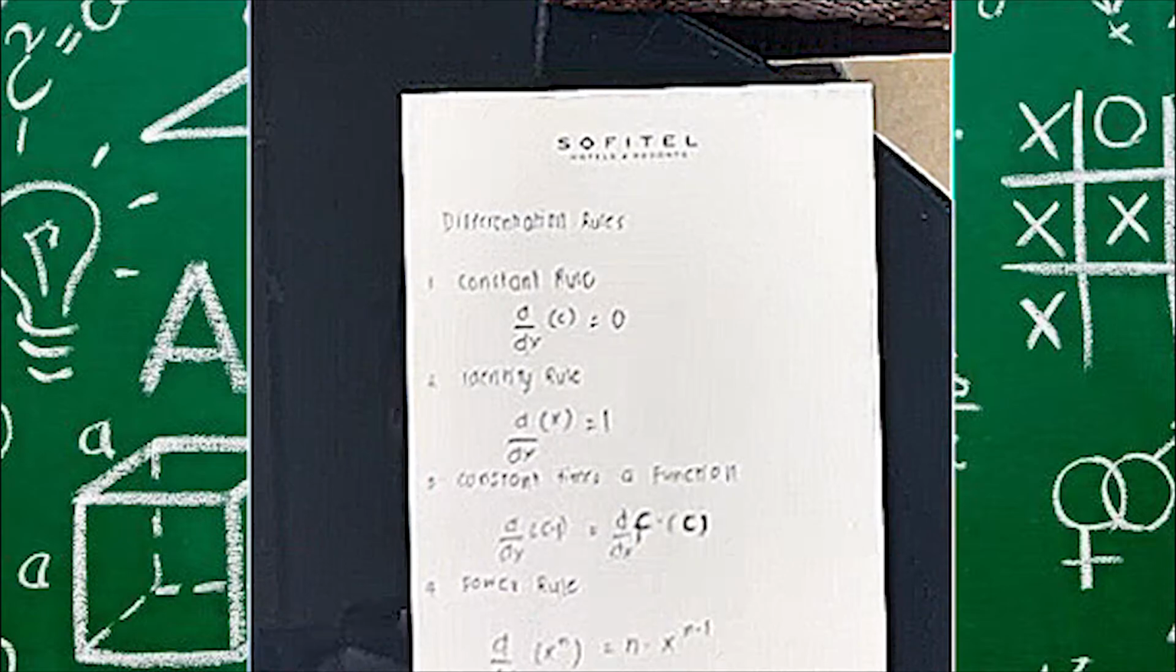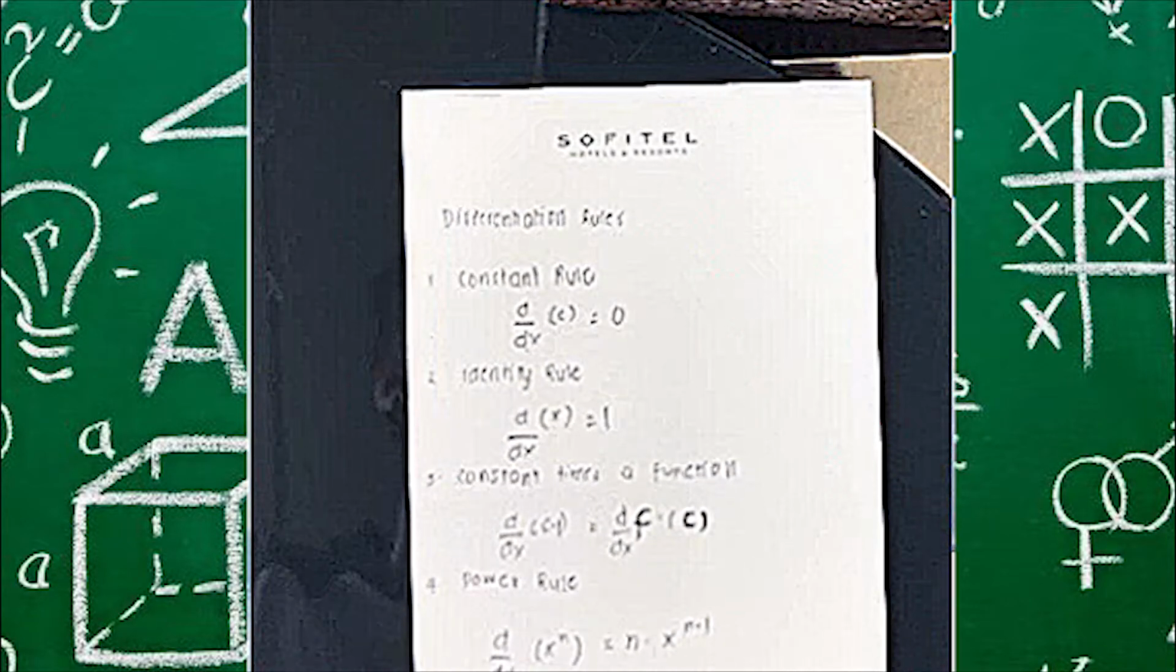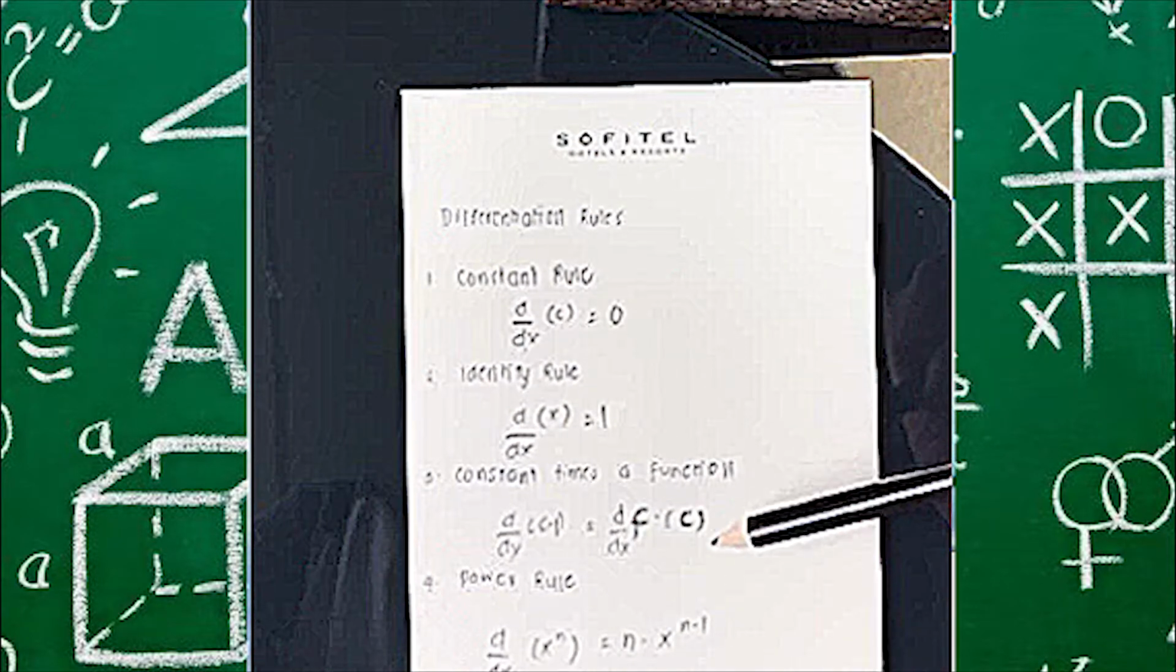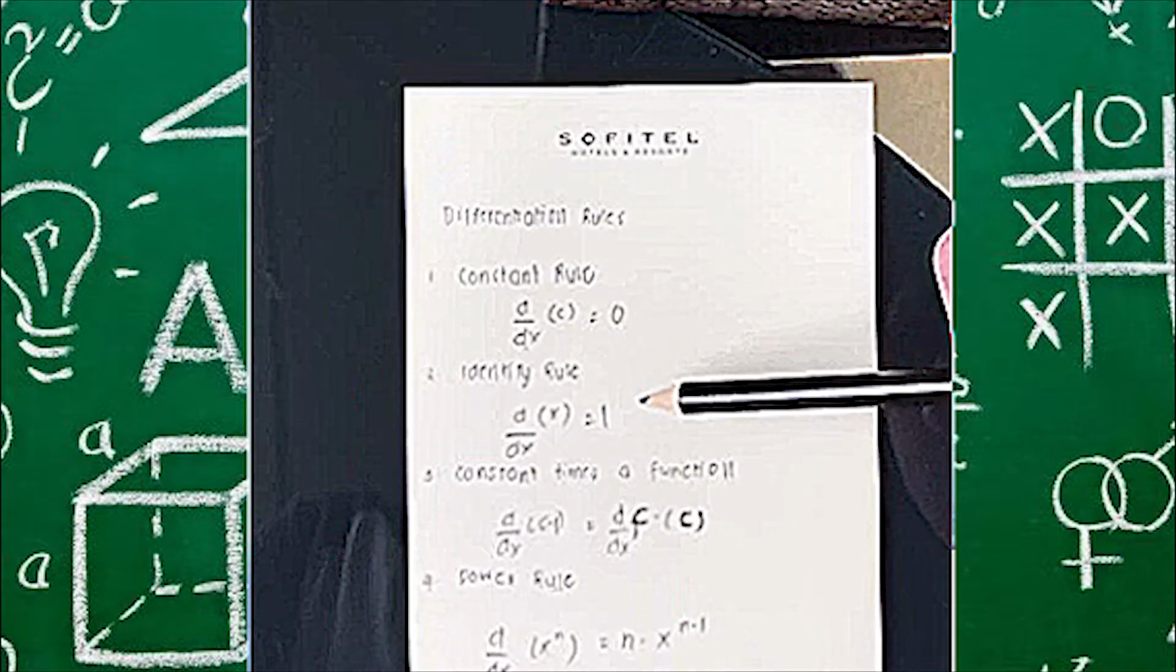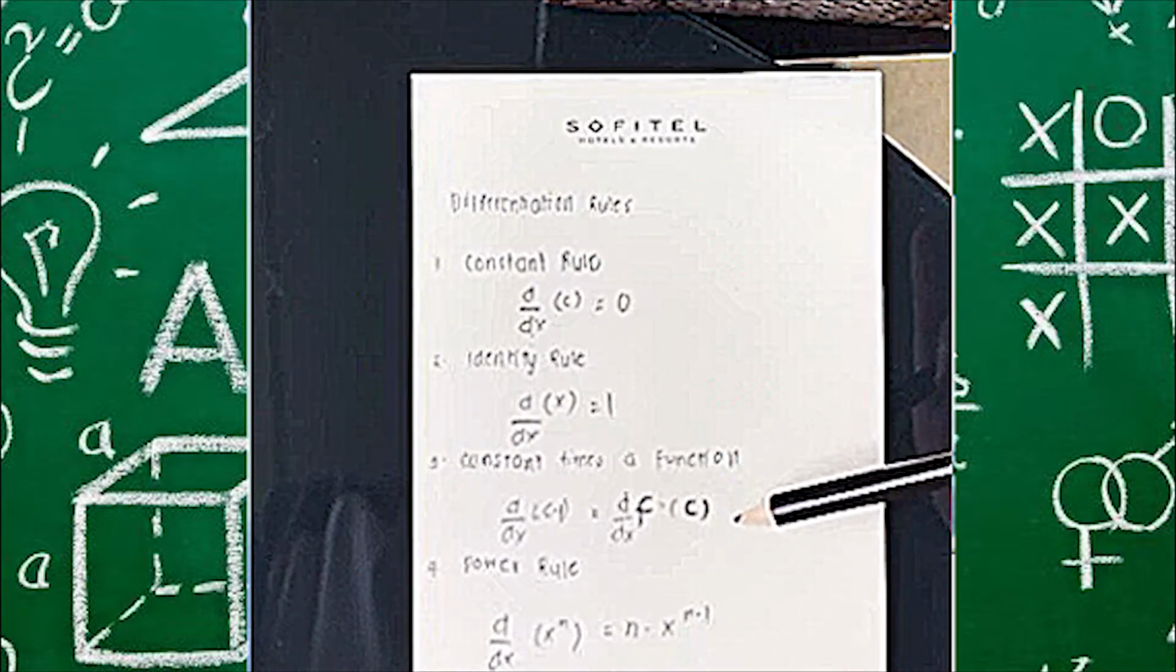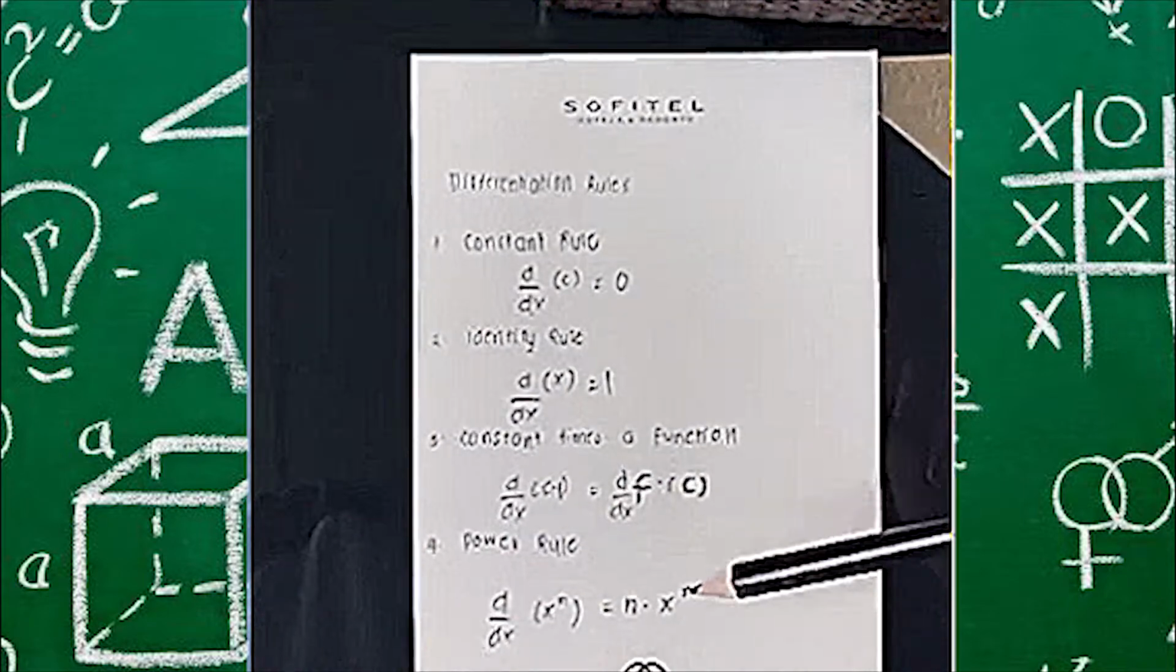So hi guys, in this lesson we're going to talk about the differentiation rules. So there are 4 rules we're going to talk about. First is the constant rule, identity rule, constant times a function, and the power rule.